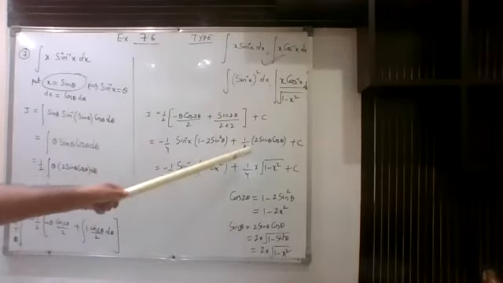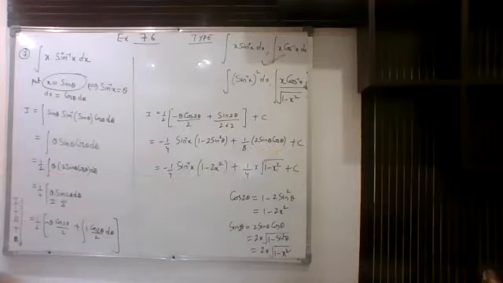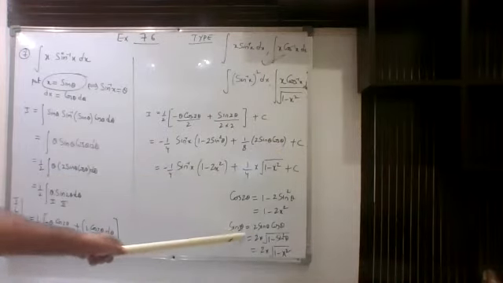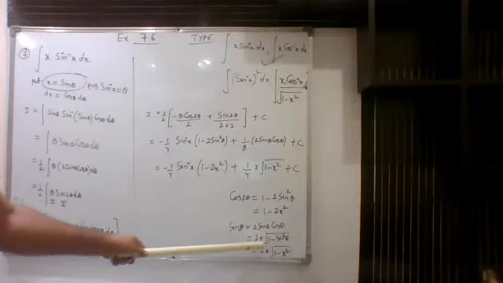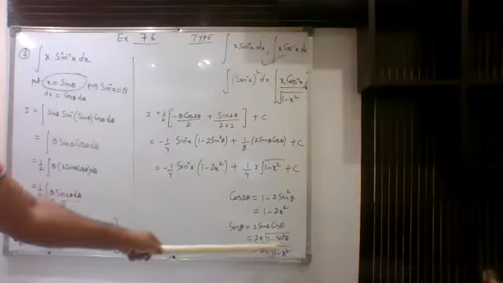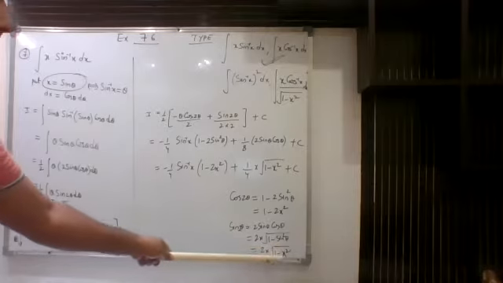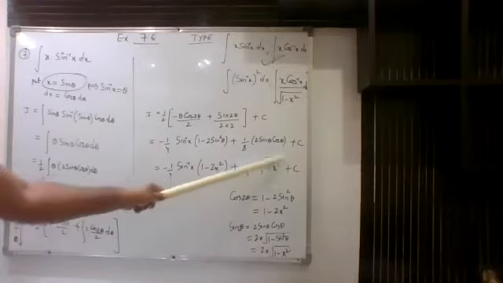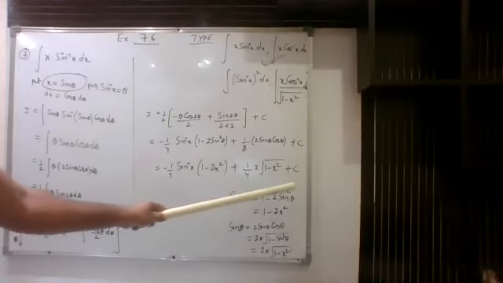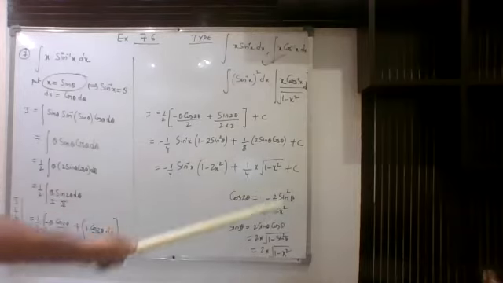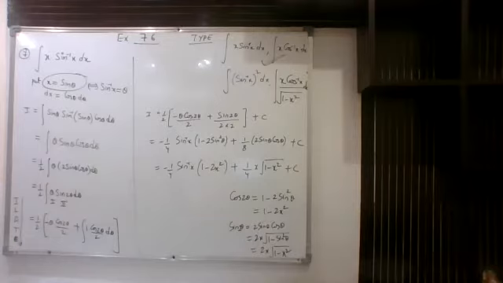And now sine 2 theta can also be written as 2 sine theta cos theta. So this is what I had written here. This sine theta will become simply x, and cos theta can be written as under the root of 1 minus sine square theta, which further can be written as under the root of 1 minus x square. So just substituting the values over here, this will be the final answer. Just note down this.